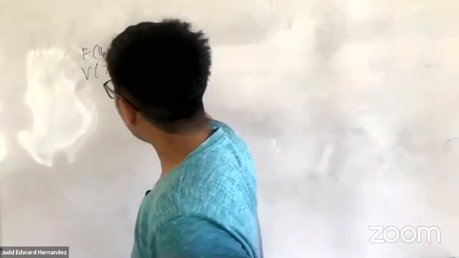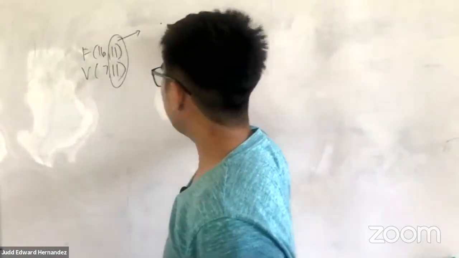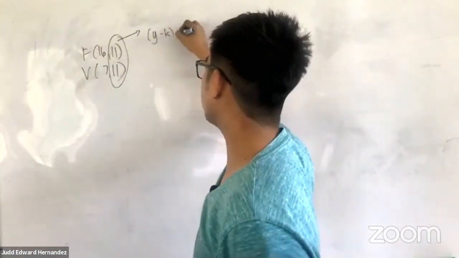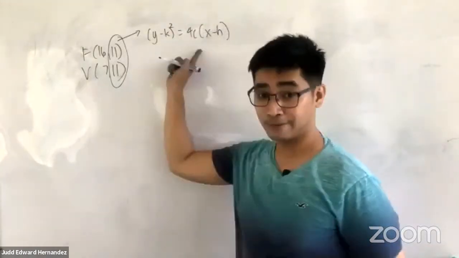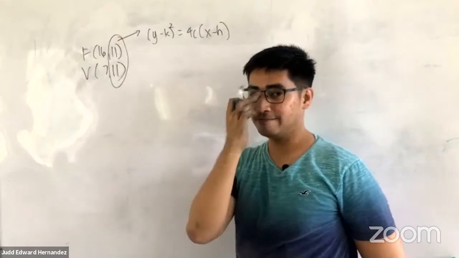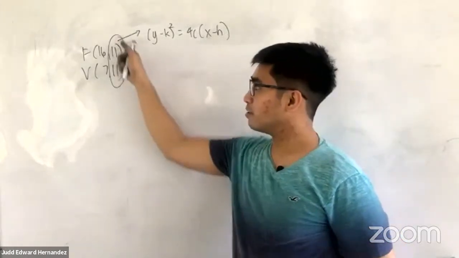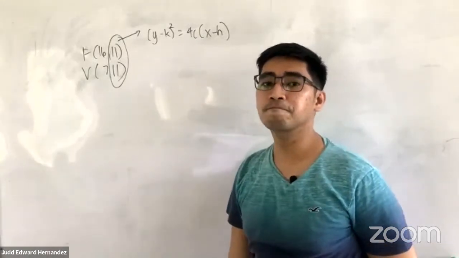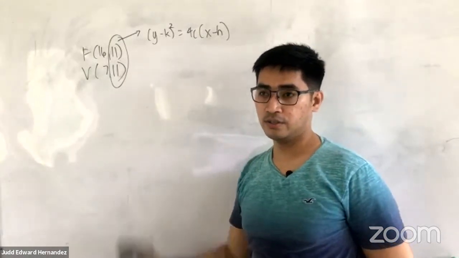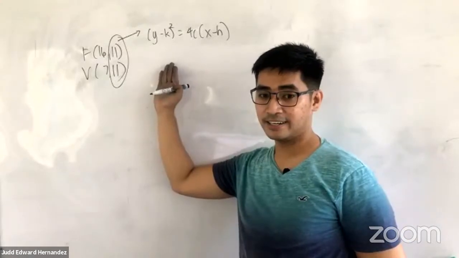Okay guys, tatanungin ko kayo, anong napansin nyo? Anong magkamukhang coordinate? Y coordinate po. Okay. So ganito lang. Pag magkakamukha yung y coordinate, ibig sabihin, ang equation natin is y minus k quantity squared is equal to 4c times x minus h. Maliwanag. Tatandaan nyo that if magkakamukha yung y coordinate niya, this is the equation. Are we clear? Yes po.